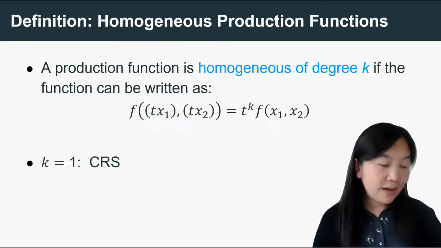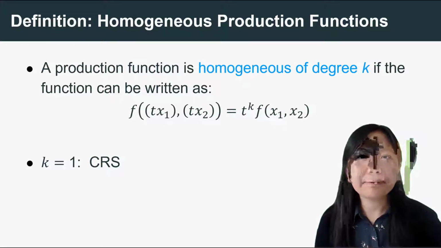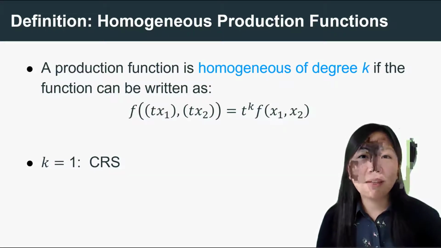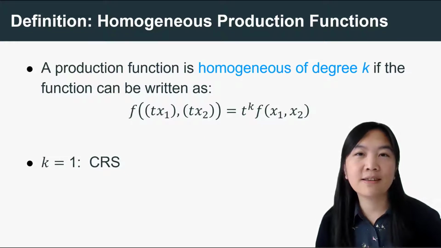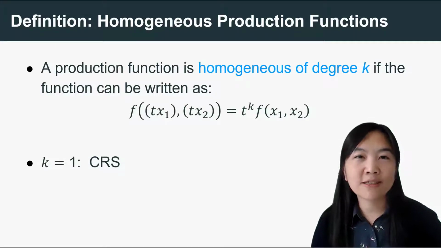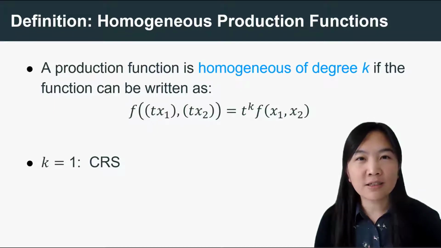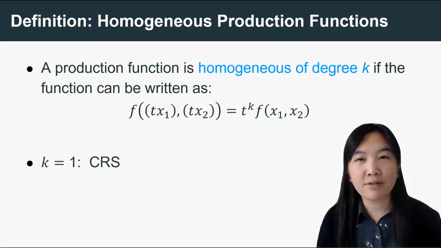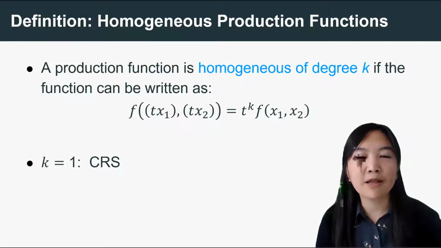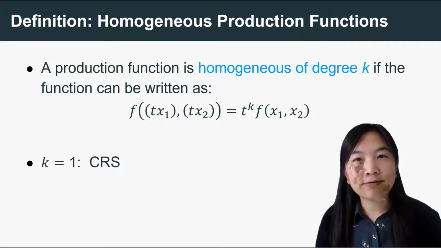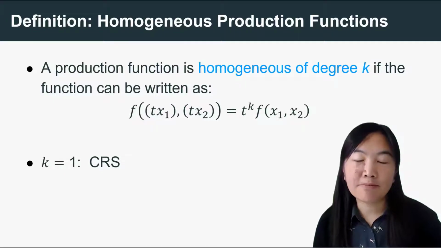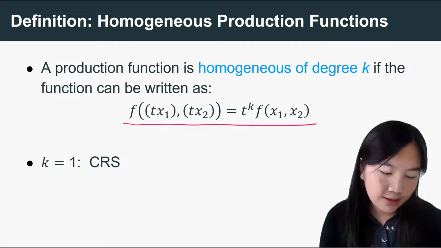So what is the definition of homogeneous functions? Let me actually give you the mathematical definition first. Then I will explain to you how to translate that into verbal words. So a production function, or you may say any other function, since in this course our focus is production functions, I will just say production function, but it can be applied to other functions as well. A production function is homogeneous of degree k if the production function can be written as this special case.